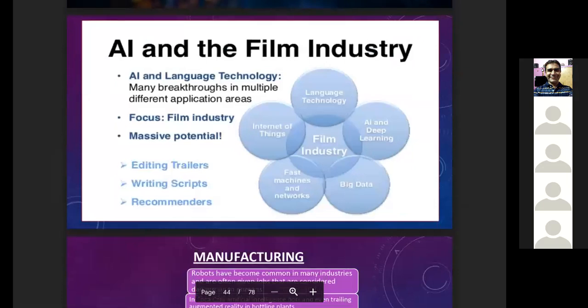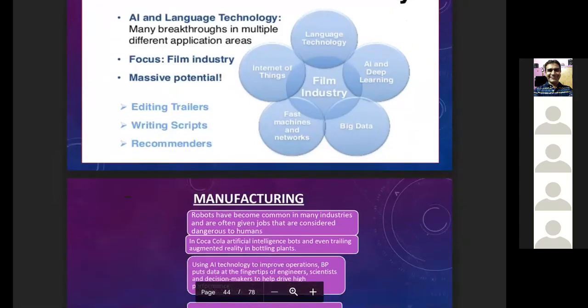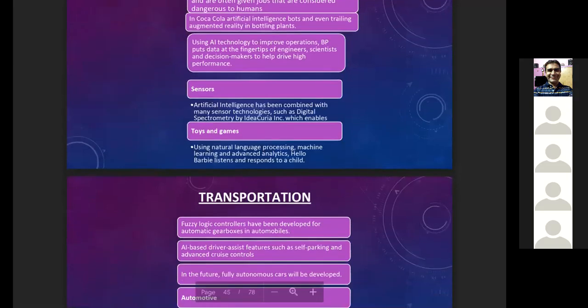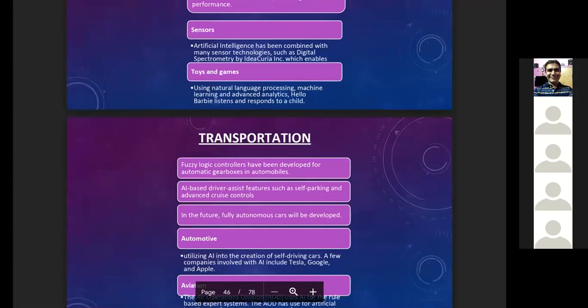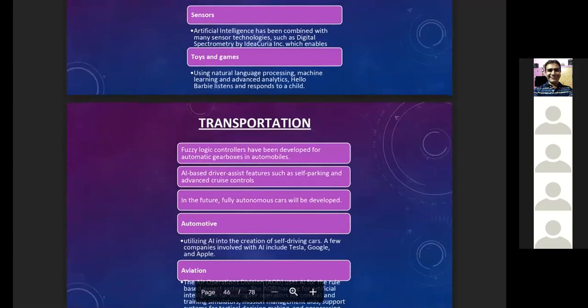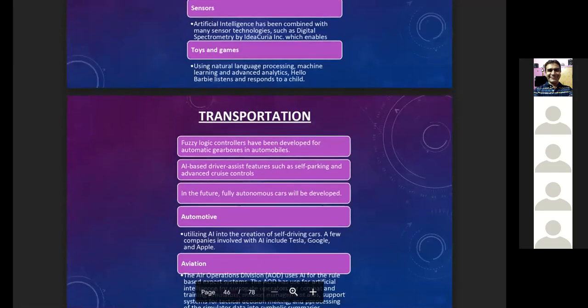Even the film industry is extensively using AI for special effects and special dialogues. You must have seen various movies with special effects, like Bahubali and others. They are totally based on special effects, right? Making the hero more heroic, right? By using techniques of artificial intelligence, the film industry has massively used this type of system. Then you have manufacturing systems where, based on the sensors, you are able to identify, and the toys and games are also being developed.